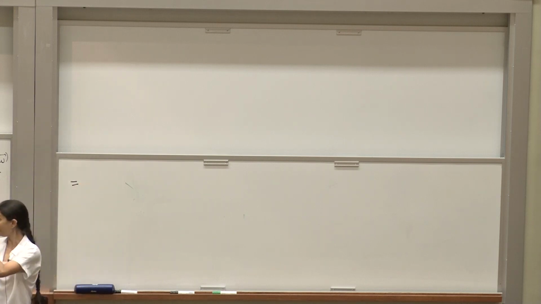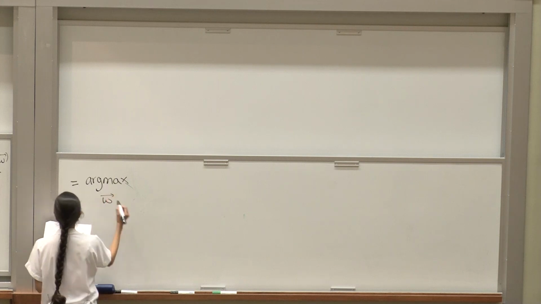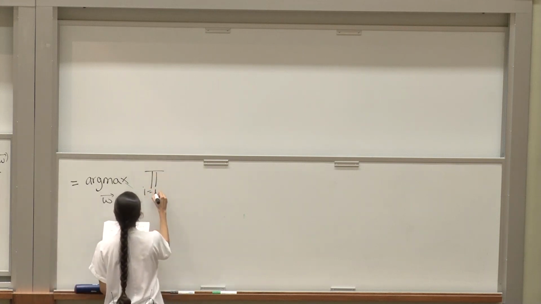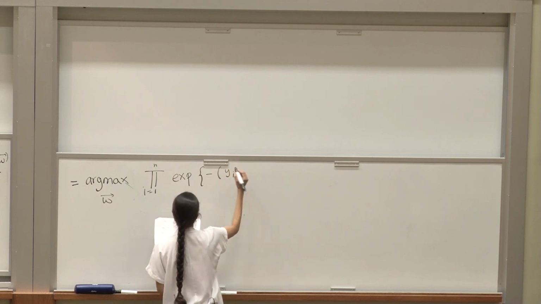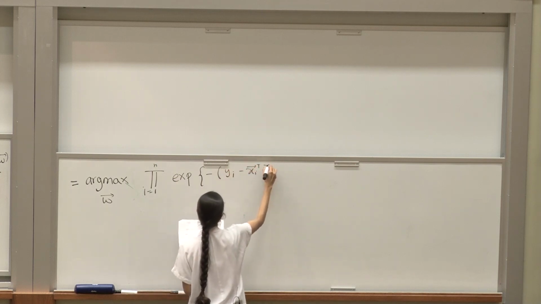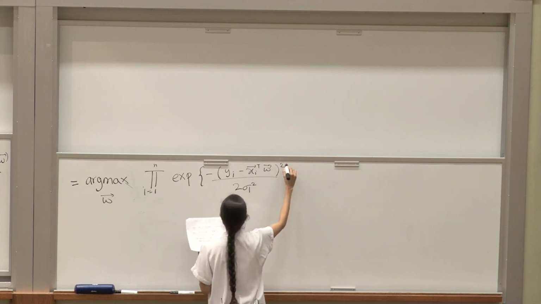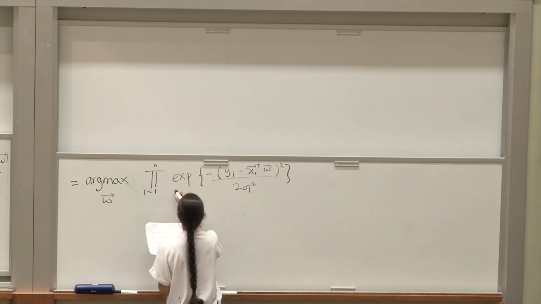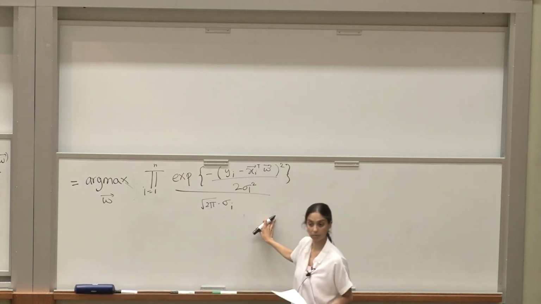So I'm not going to do out the same calculation that we did last time. Oh, actually, I can use this space here. So this I can write out as the argmax over W, the product of exponential of minus (yi minus xi transpose W) whole squared divided by 2 sigma i squared, this whole thing divided by square root 2 pi sigma i. That's this first term. I'm just copying from what we did last time.